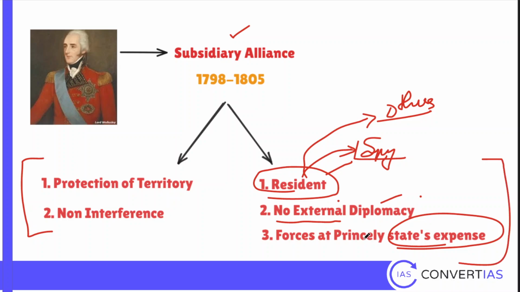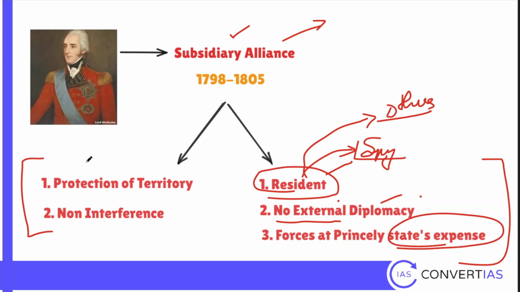This was a UPSC previous year question as well. What is not a feature of princely state subsidiary alliance? And the answer was a fixed income. Does subsidiary alliance demand a fixed income from the princely state? No, it doesn't. So it's not a feature of the subsidiary alliance. Fixed income is not a feature. Let it be very clear. Let's be very clear with that.